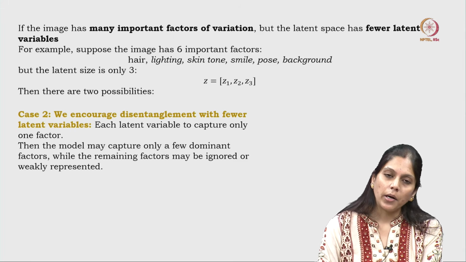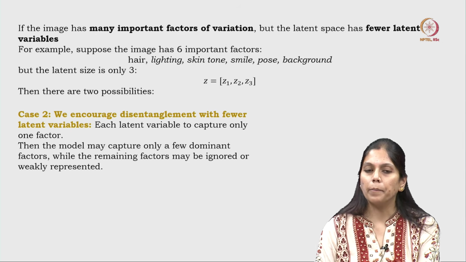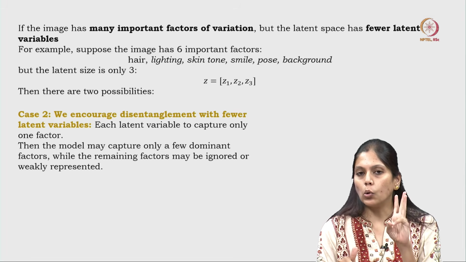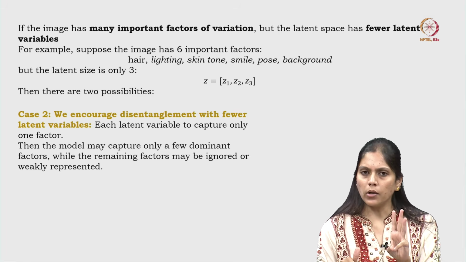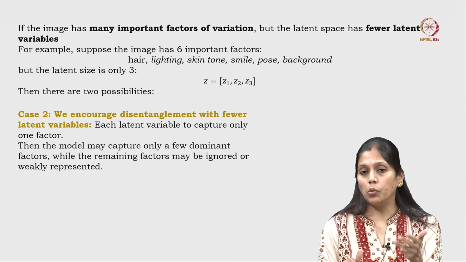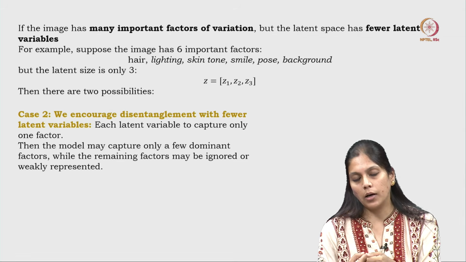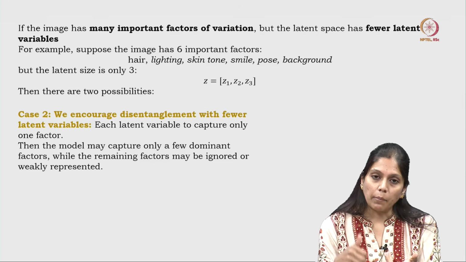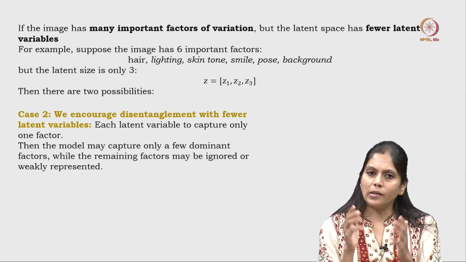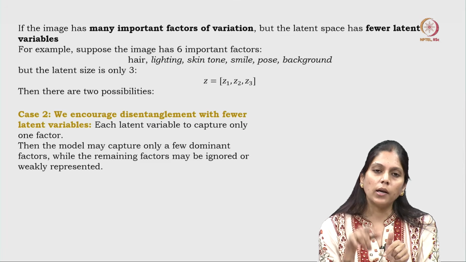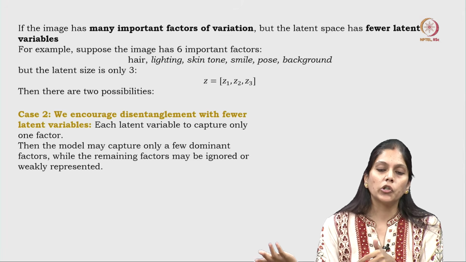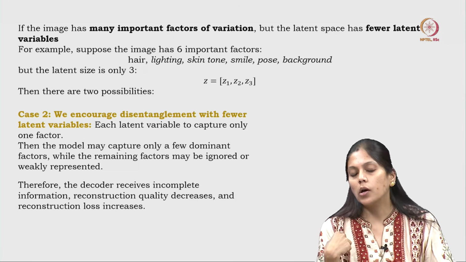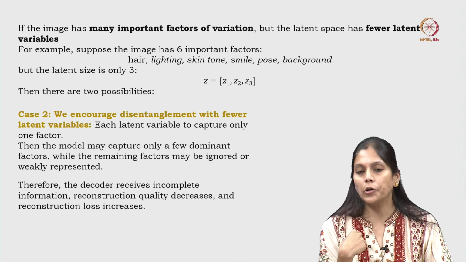Now, what is the problem here? If you go for a disentangled latent space, there are 6 important features and the latent size is only 3. Is it not that among these, only the most important will be captured, and the remaining are not at all being used or captured? If they are not captured, is it not that Z is very weak? If Z is weak and is passed to the decoder, then reconstruction will be very poor. In this particular scenario, is it not that reconstruction loss increases? Definitely reconstruction loss increases. Why?